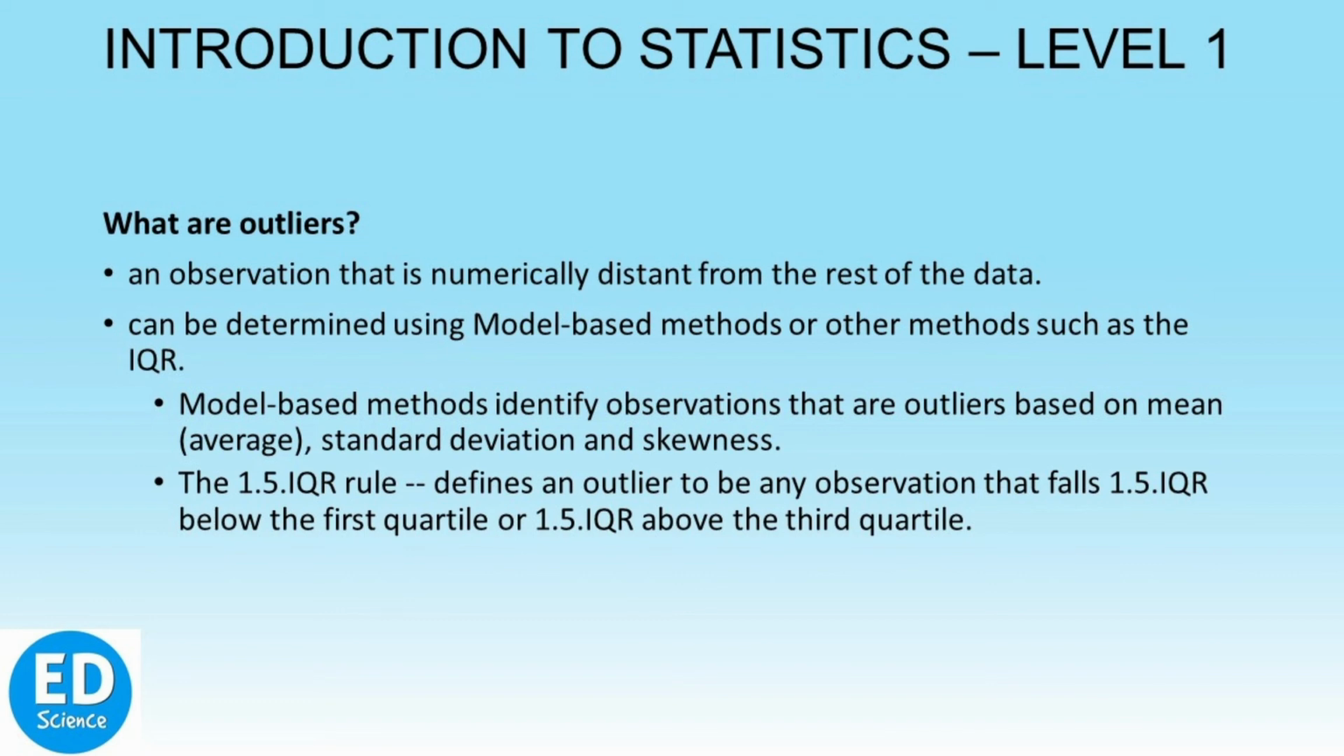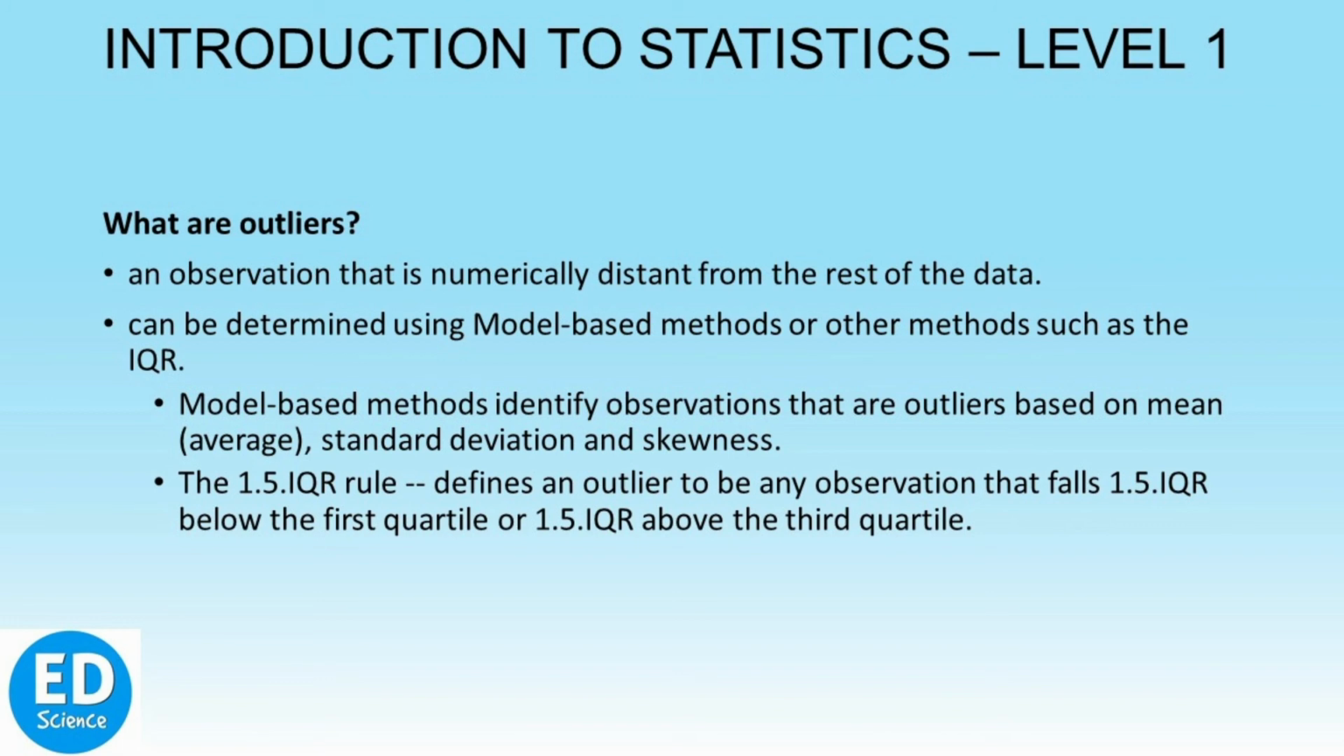Now let's see how to identify outliers. Outliers can be determined mainly in two ways. One approach is to use model-based methods to identify if the data is from a normal distribution. This is done by noting observations which are unusual or unlikely based on mean, standard deviation, and skewness. We will explore what these terms indicate in the coming sessions.